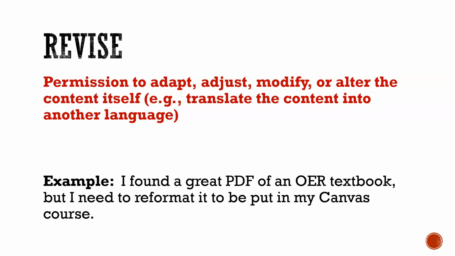Next, we have the revise element, the permission to adapt, adjust, modify, or alter the content itself. A good example here: I found a great PDF of an OER textbook, but I need to reformat it to be put in my Canvas course. And you can do that with OER.